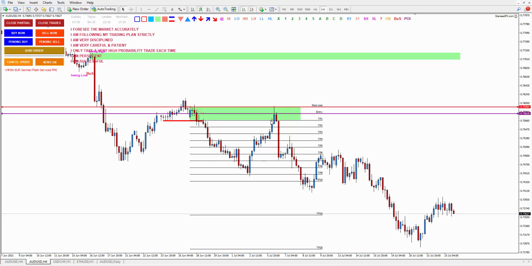Now in this case, you already have a pending order here, right? And then it hit the stop loss. So what I usually do if it hits a stop loss, I just place a pending sell again at the same level. So it comes back and then it worked.